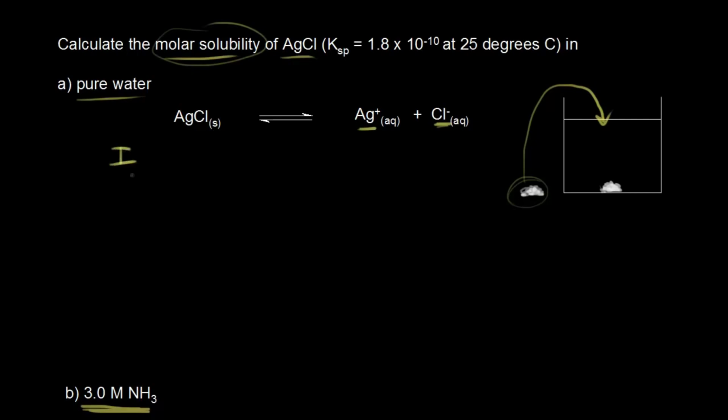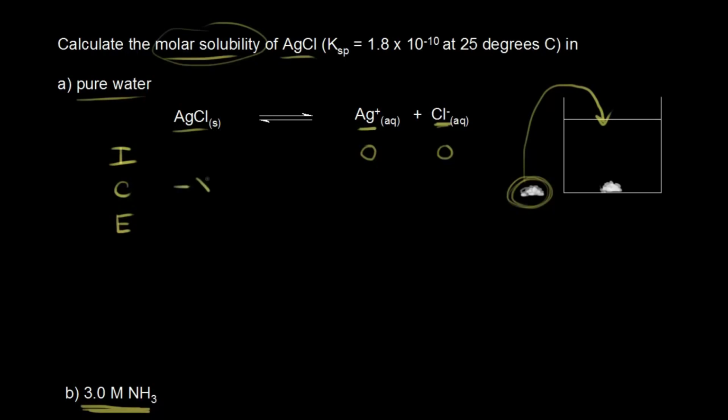So our initial concentrations, our change, and finally our equilibrium concentrations. Before we put the silver chloride in, we didn't have any ions in solution. So the initial concentrations of our products are 0, right? We have 0 for the concentration of our ions. Some of the silver chloride that we put in dissolved. So we lost a certain concentration of our silver chloride, and we're going to call that X.